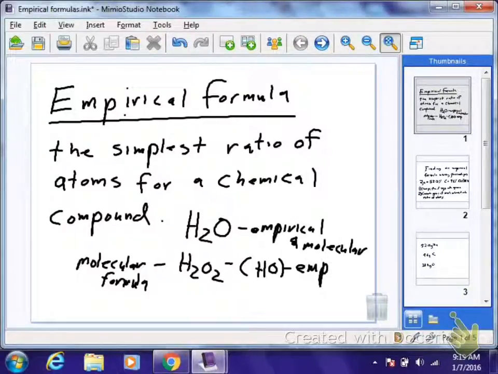I'm just going to put EMP for short, so I don't have to write it out each time. The molecular formula for hydrogen peroxide is H2O2. The empirical formula for hydrogen peroxide is HO. So when we do our calculations today, if we were doing hydrogen peroxide, the ratio we come up with would be 1 to 1, HO. We would not come up with H2O2. We would always just come up with the simplest ratio.